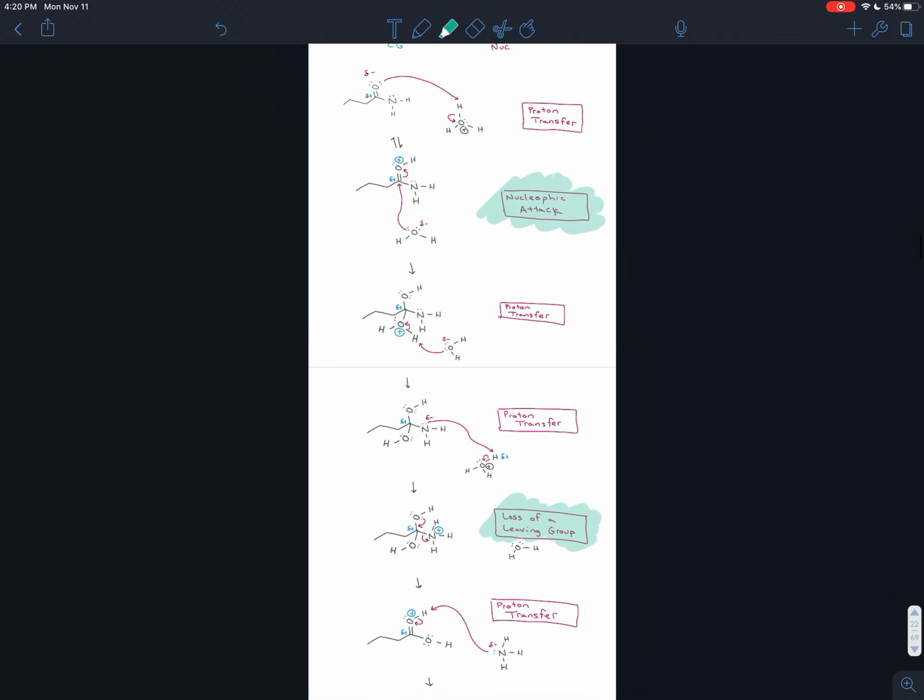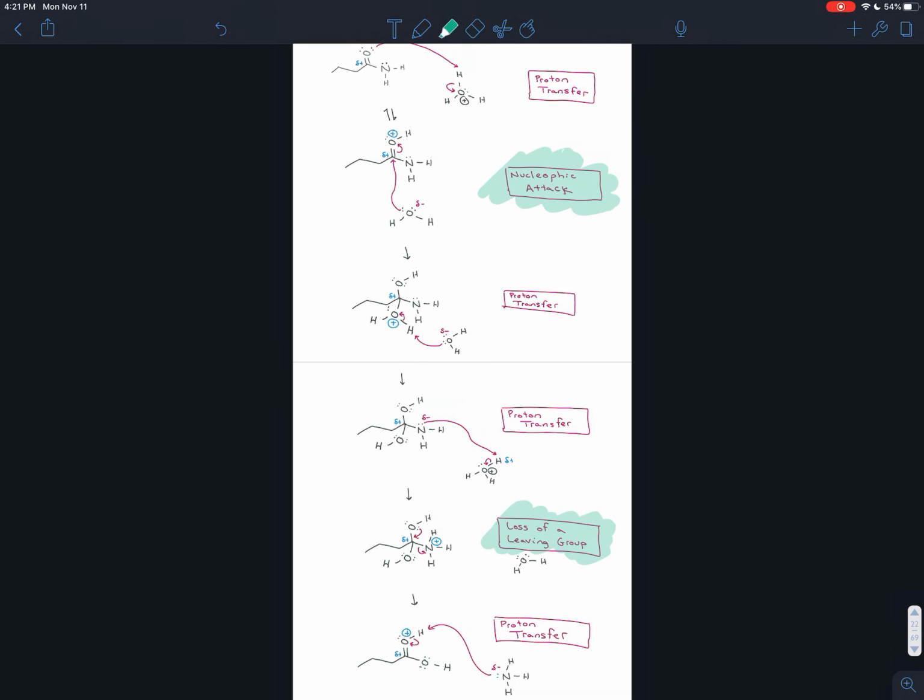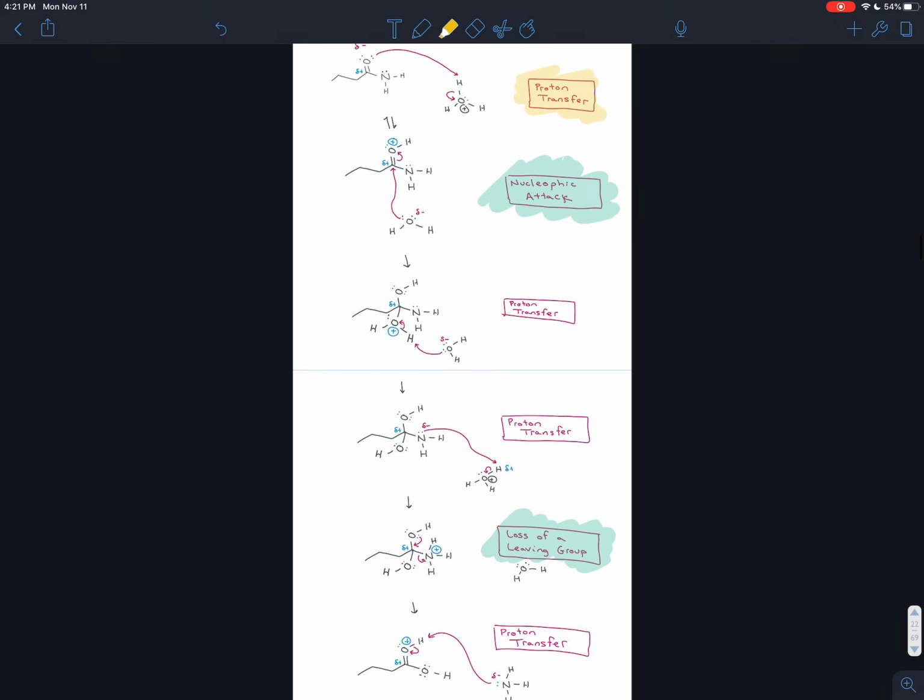The only difference between this and the other mechanisms we did were all of these proton transfers. Look at how many there are. There's one at the very beginning. That makes our poor electrophile a better electrophile so that the nucleophile can attack. There's one after the nucleophilic attack. That's because our nucleophile was weak. It was neutral. So it gained a positive charge once it added onto the molecule. We had to do a proton transfer to change the stability of that molecule, make it more stable.